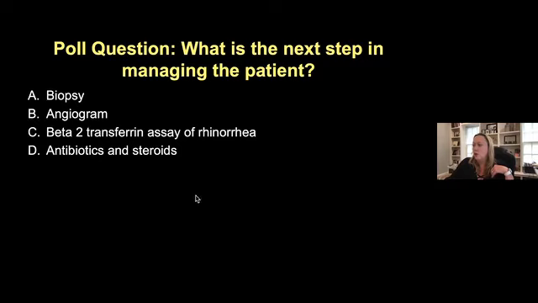Okay, so most of you are saying beta-2 transferrin assay. A couple people are wondering if we should do an angiogram. But the correct answer is a beta-2 transferrin assay of the rhinorrhea. And we're going to talk about that.